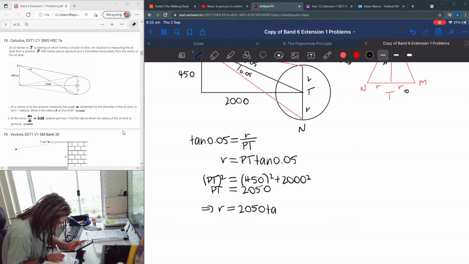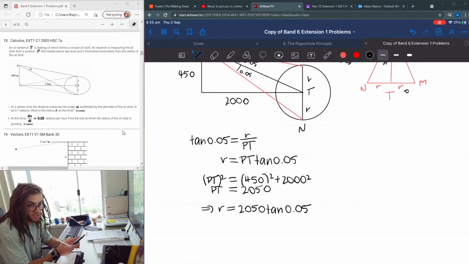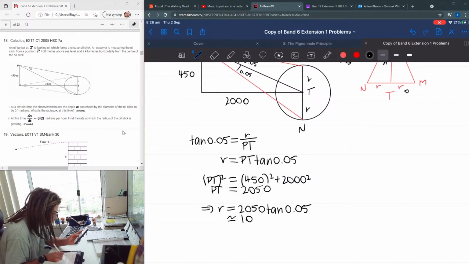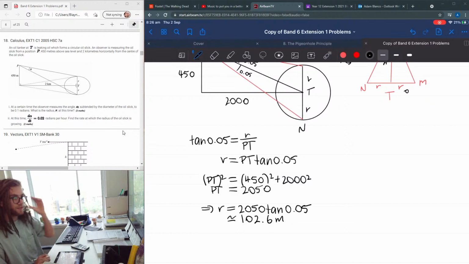2050 tan 0.05. Now everything's in radians, so I need to make sure that I'm in radians. Oh no, I've got this weird calculator for 2050 tan 0.05. That's around about 102.6. What are my units? Meters. Okay, so that's a.